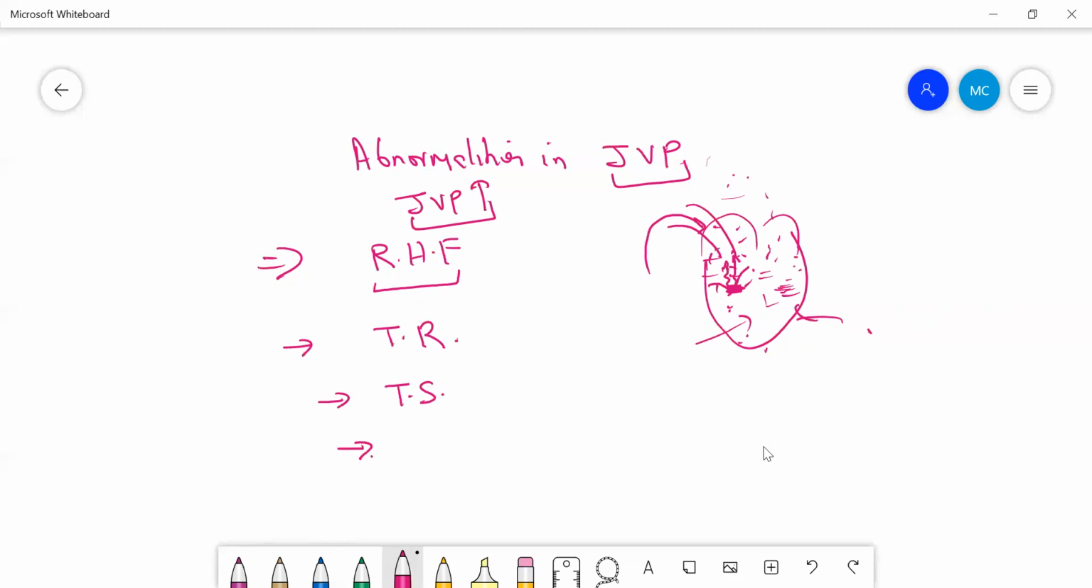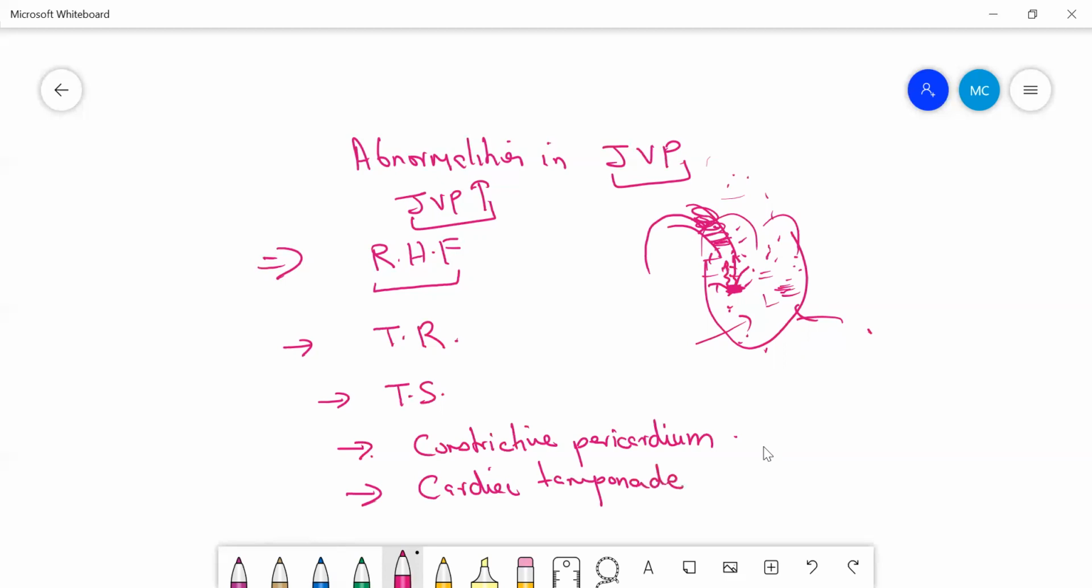What else? Others like constrictive pericarditis. Again, what is constrictive pericarditis? This is a chronic inflammation of the pericardium, which sometimes leads to scarring of the pericardium, due to which the heart is again not able to fill properly with blood, and there is engorgement of blood in these veins, which leads to the raised JVP. And other reasons are your cardiac tamponade. What is cardiac tamponade? That is the filling of the pericardial space with fluid or with blood. Again, it causes an inward pressure on the heart, which again is responsible for the raised JVP.